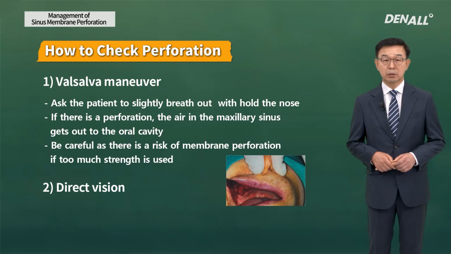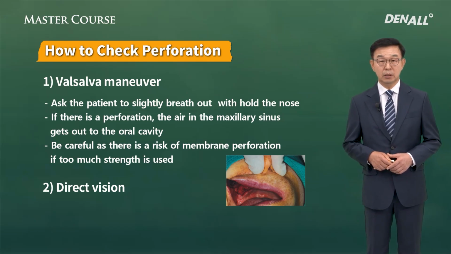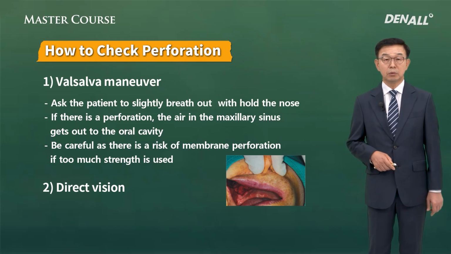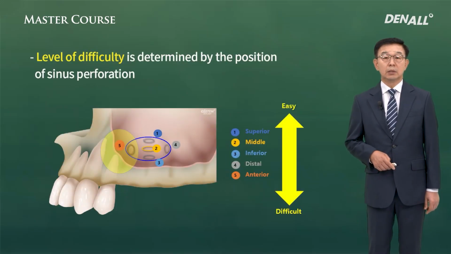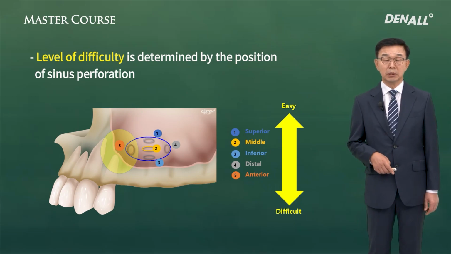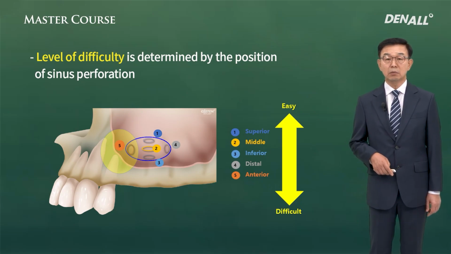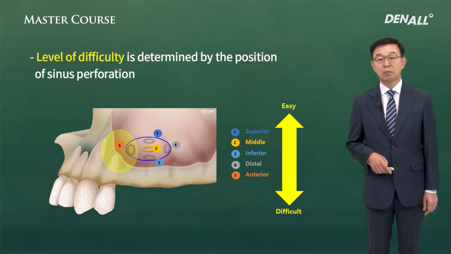Valsalva maneuver is used to check whether the sinus membrane has been perforated in crestal approach rather than lateral approach. The most common area of sinus membrane perforation is the medial side. If there is perforation in the medial side, it's very difficult to repair it.